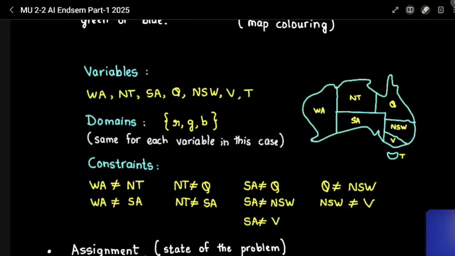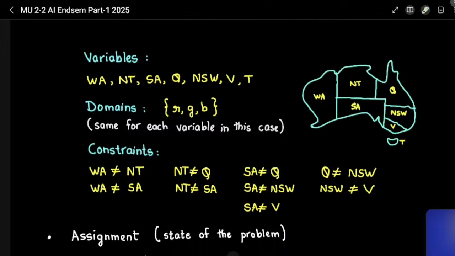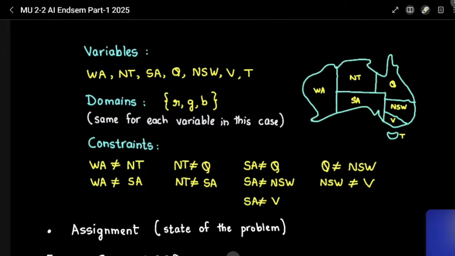And since we have 7 variables, there are supposed to be 7 domains as well. But in this case, each variable is allowed to take the same set of colors, red, green, blue. So all the 7 domains are the same, so I just wrote it once. But it need not be the case that it's always the same. In a more general case, the domains could be different for each variable.